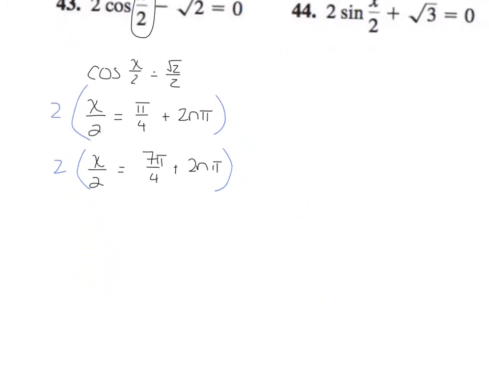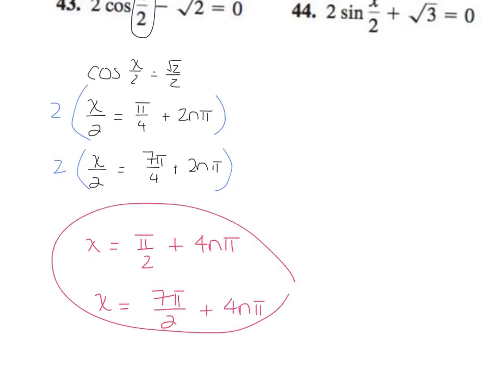Let's rewrite it. At top one we get x equals 2 over 4 is a half, and then 2 times 2 is 4. And the next one I get 2 over 4 again, so that's going to be 7 over 2, plus 4n pi. So fortunately for us, we switched the period. We don't have to list individual solutions, so this is sufficient.